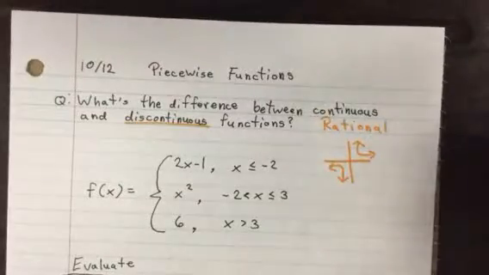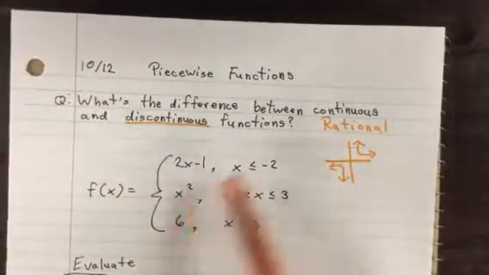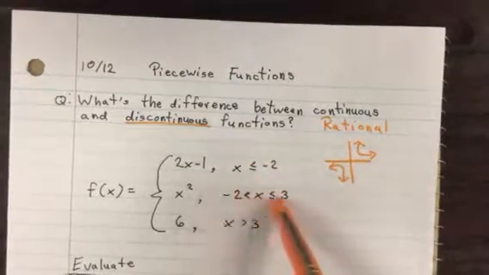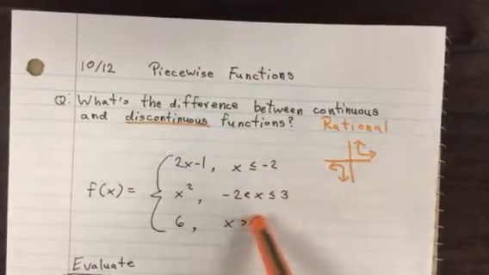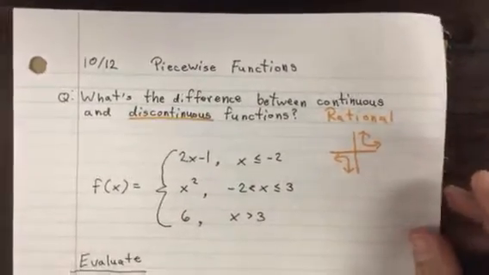There's many different pieces to it. So this one function is actually three-parted. We have a boundary here at -2. We have a boundary here at -2 and +3. We have a boundary here at +3. So the first thing we're going to do is just evaluate.